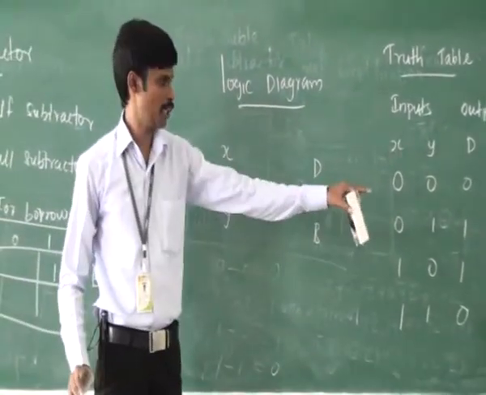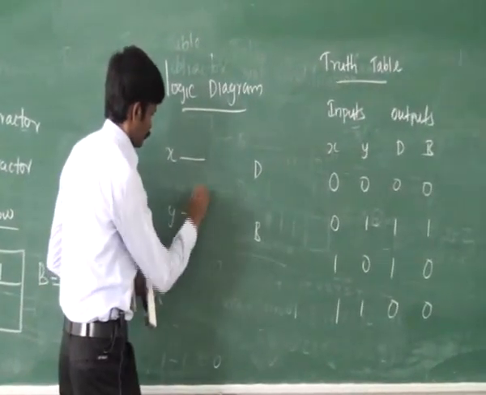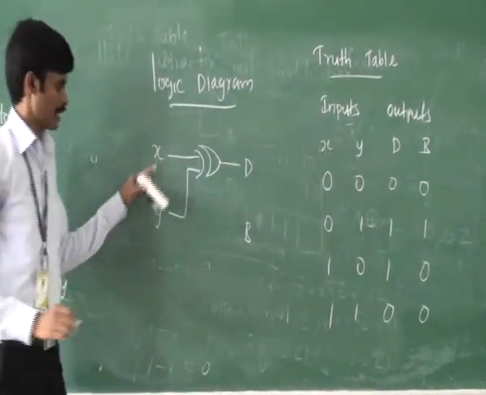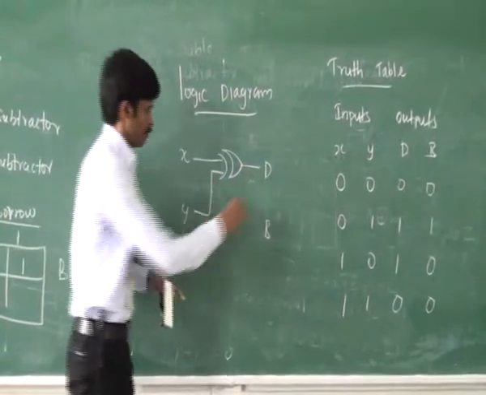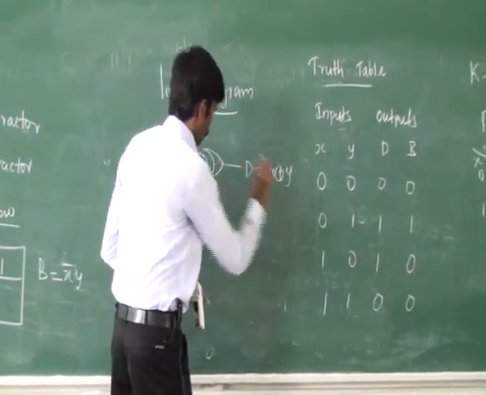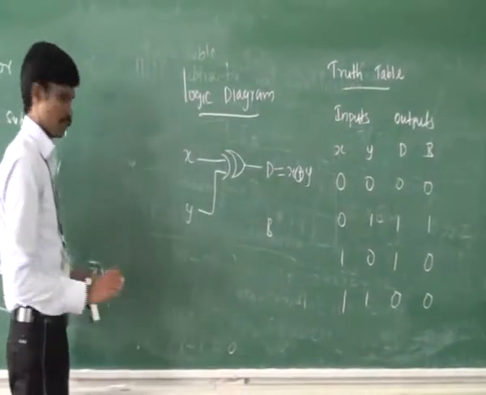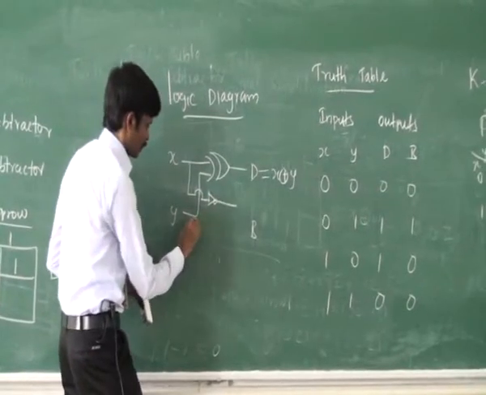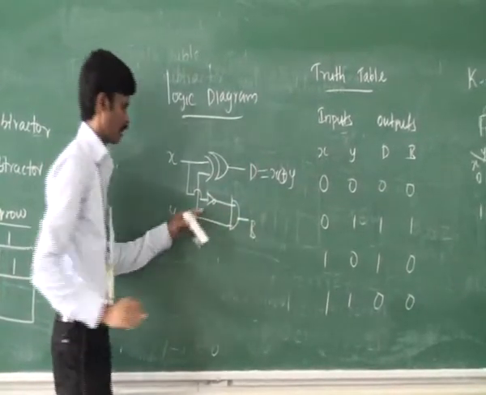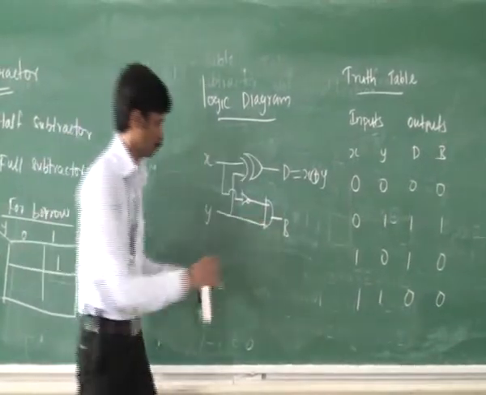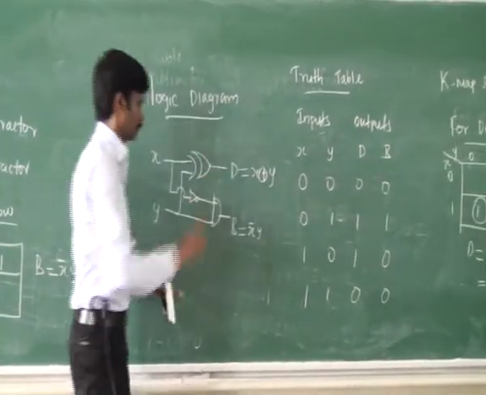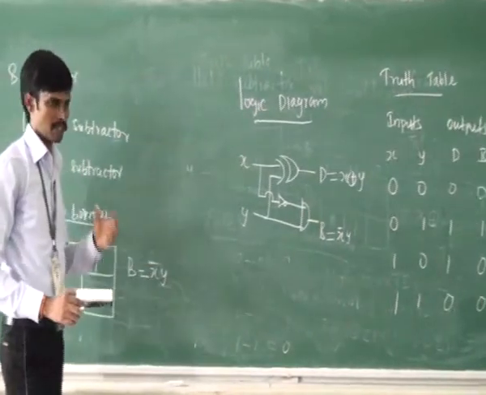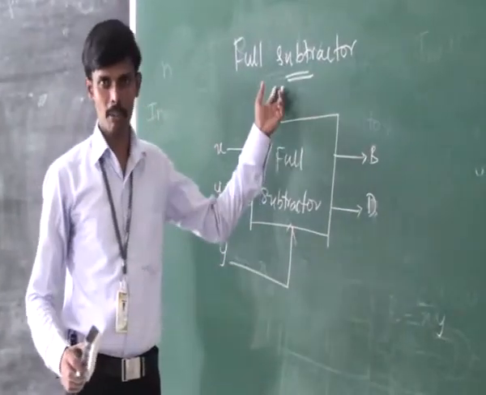The difference expression will be x XOR y. Here x is XORed with y to get the difference. So it's equal to x XOR y. Then the borrow expression will be x bar into y. Here x is inverted to get x bar, then x bar is ANDed with y to get borrow, which is equal to x bar into y. This is the logic diagram for half subtractor. Next we are going to see about full subtractor. Next let us see the truth table for full subtractor.